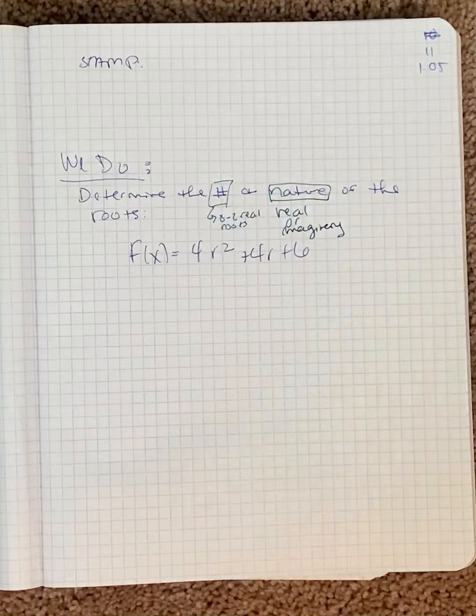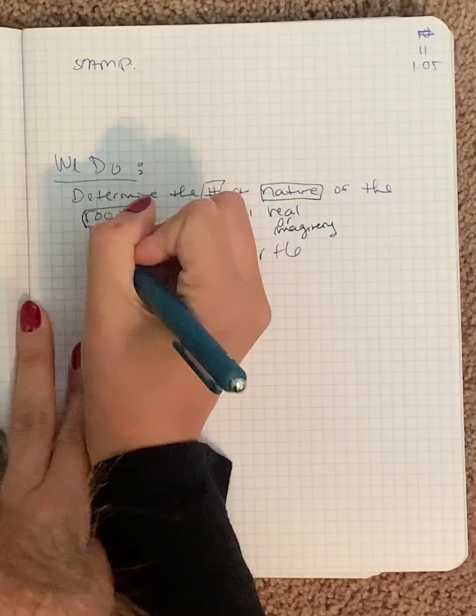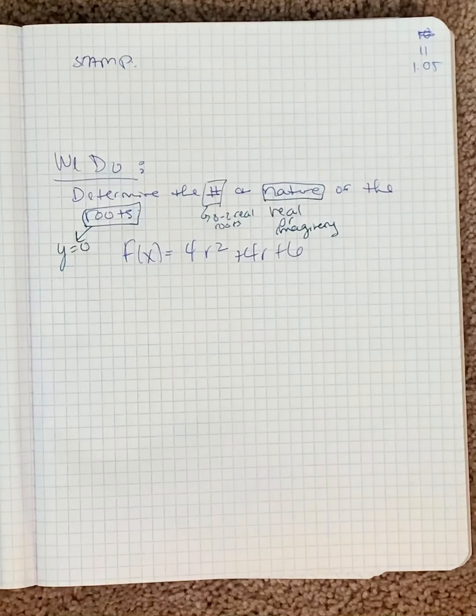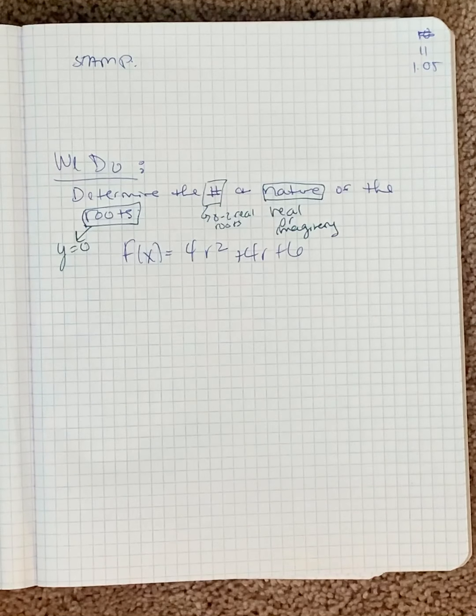And I know that roots obviously means when y equals 0, so when they touch the x-axis. So how can I use the structure of this equation in order to determine the number and nature of my roots? Well, I know from what I've already done, when I'm looking for roots, I'm going to use some type of factoring or the quadratic formula.